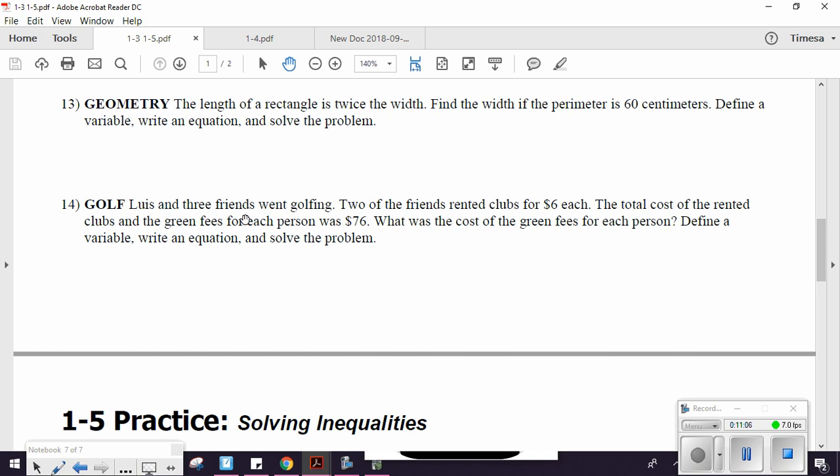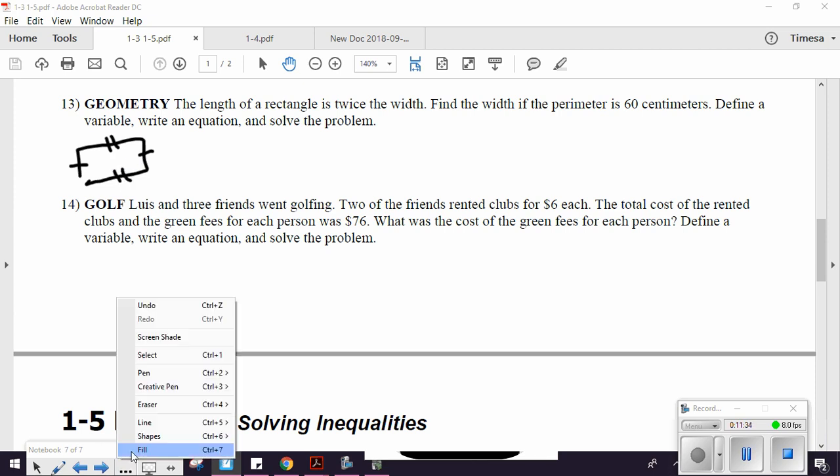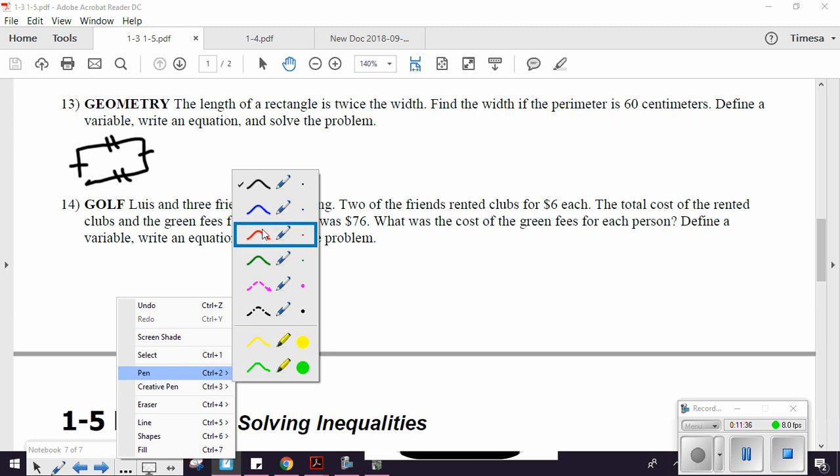Number 13. The length of a rectangle is twice the width. Find the width if the perimeter is 60 centimeters. Define a variable and write an equation and solve the problem. So we probably want to draw this picture. We have a rectangle, four sides, right? Where this side has the same measure as this one, and this side has the same measure as this one. Remember that from geometry? Okay.